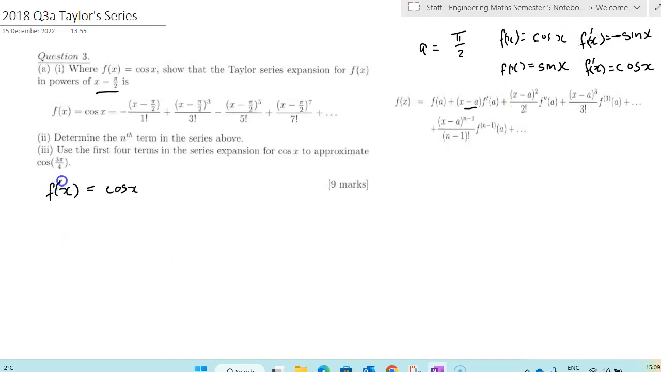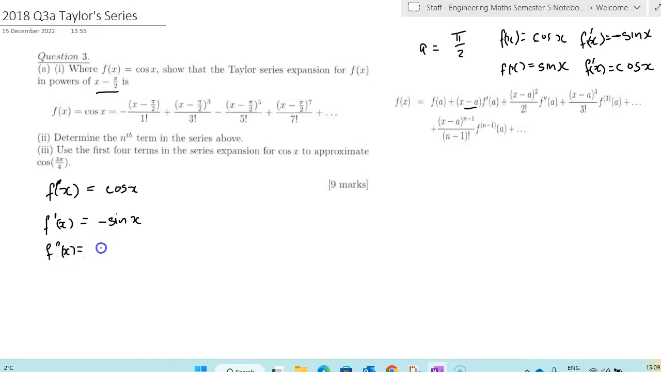Okay, so f of x is equal to cosine x. The first derivative, f dashed x, is equal to minus sine, from differentiating cosine. And these are in the tables, page 25 or 26. Differentiate this again a second time. Now, this solution goes as far as x minus pi over 2 to the power 7, which means we have to go right up to the 7th derivative. So next is the second derivative.